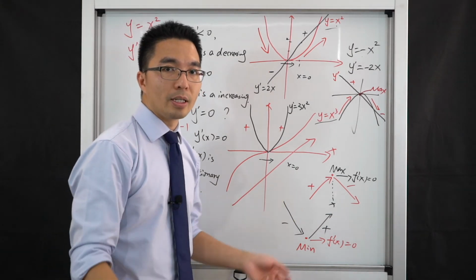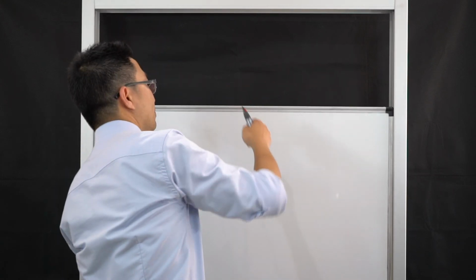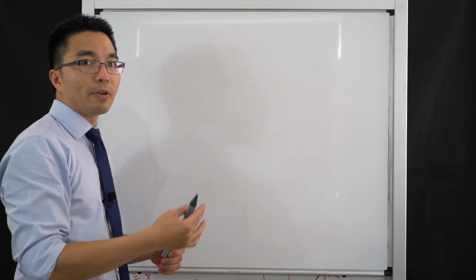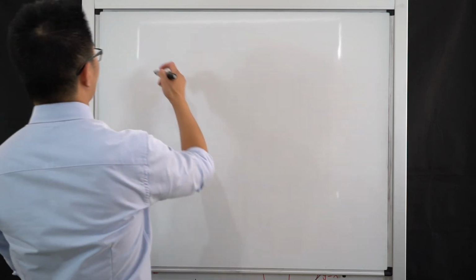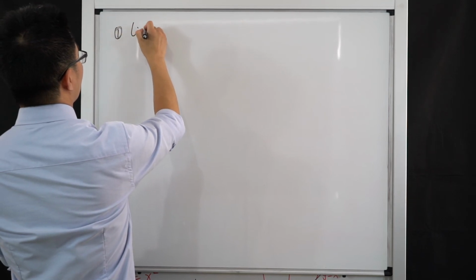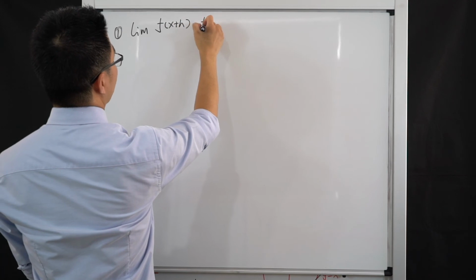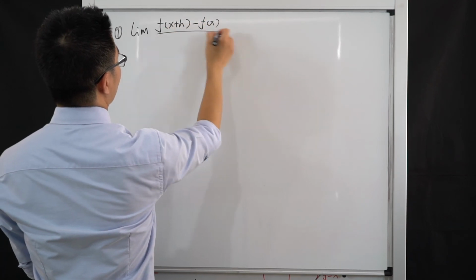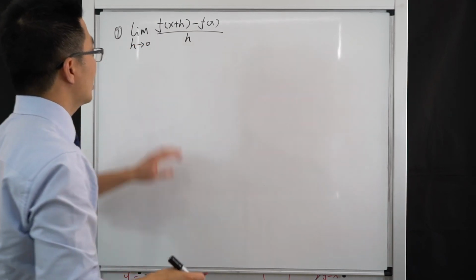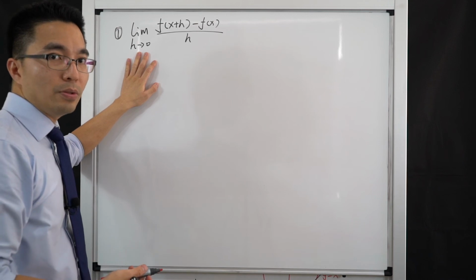Okay, let's have the summary of this video. The first one would be finding the derivative of the function from the first principle, the limit of f(x plus h) minus f(x), divided by h, when h goes to 0. Here's the first principle for us to find the derivative of a function.